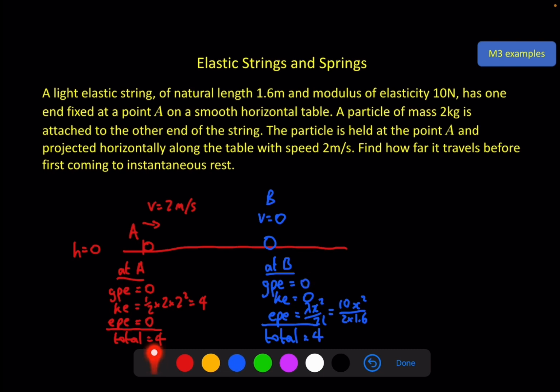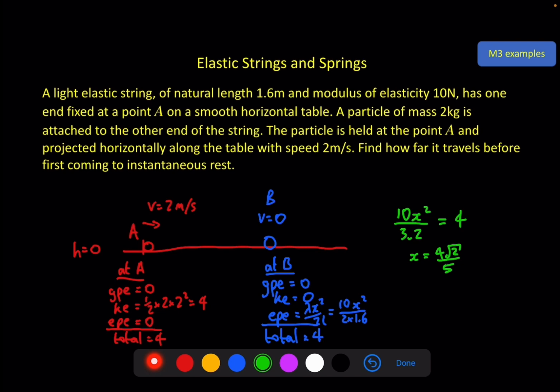That means 0 plus 0 plus this expression equals 4. So we get 10x squared over 3.2 is equal to 4. That gives us an answer of x as 4 root 2 over 5.